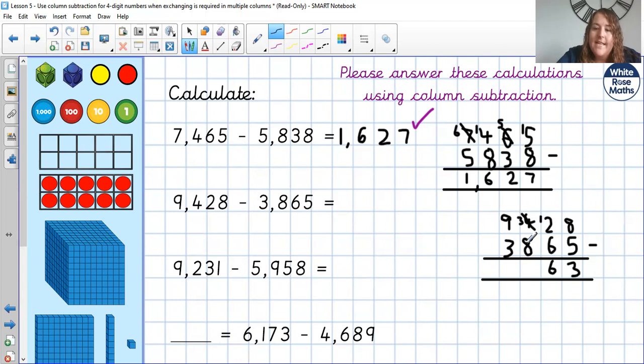Then I've got 3 take away 8, which I can't do, so I need to exchange again, crossing out my 9 and leaving an 8, and then my 1 goes next to that 3, so I've now got 13 hundreds. So 13 take away 8, or 8, 9, 10, 11, 12, 13, leaves me with 5, and 8 take away 3, or 3, 4, 5, 6, 7, 8 is 5 again. So the answer is 5,563. Give yourself a tick. You also got that one right. Well done.